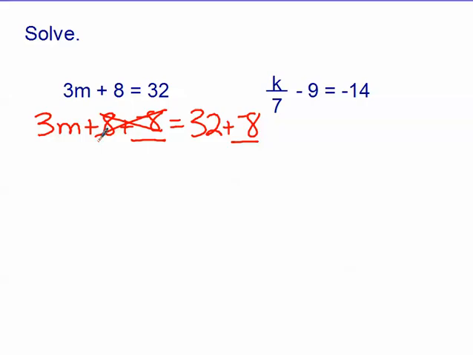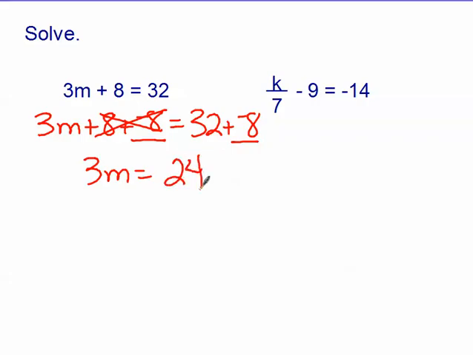The purpose for doing that is to make the 8s go away. They turn to a 0, and I'm left on the left with 3m, which is equal to, and now we come to the right side and do the math, 32 take away 8, or 32 plus negative 8, which we know gives us 24.